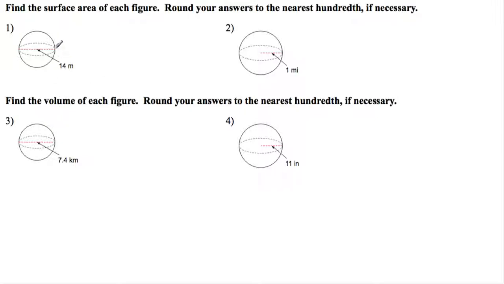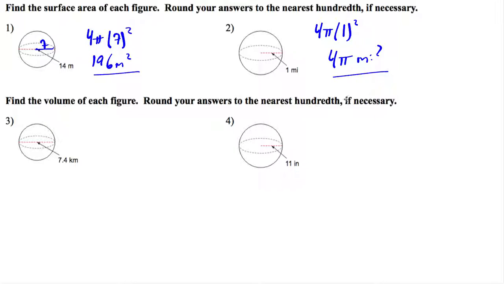So if we look at this, this is the diameter, so the radius must be 7. So if we're finding the surface area, it's 4 pi times 7 squared. So we get 7 squared, which is 49, times 4, which is 196 pi meters squared. For number 2, we have the radius is equal to 1, so this is 4 pi times 1 squared, so that's just simply 4 pi miles squared.